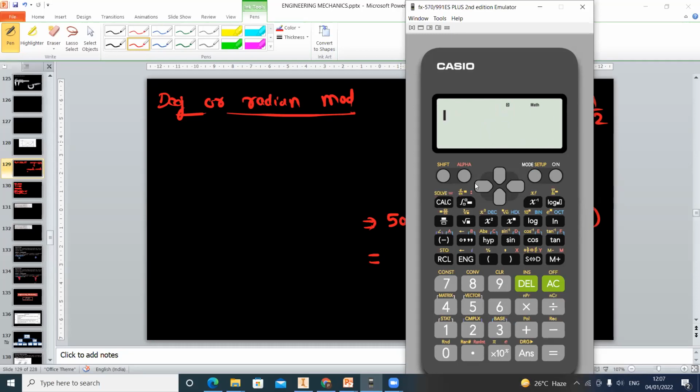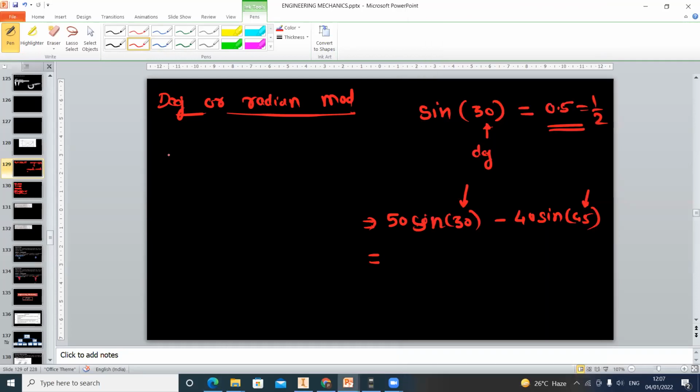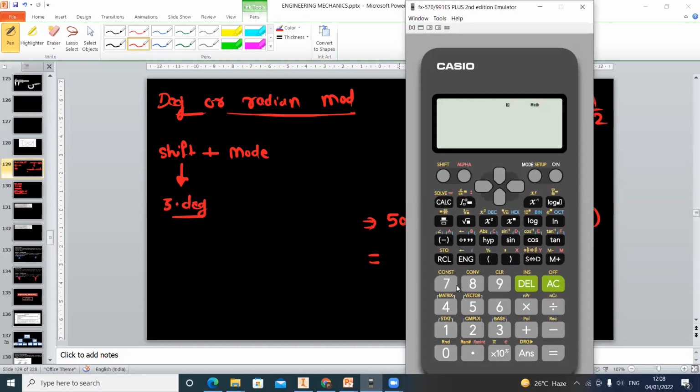Again, observe: shift plus mode button, and after that select the third mode, which is degree. So all the angles entered in your calculation will be in degree. So shift mode and select the third option, which is degree.